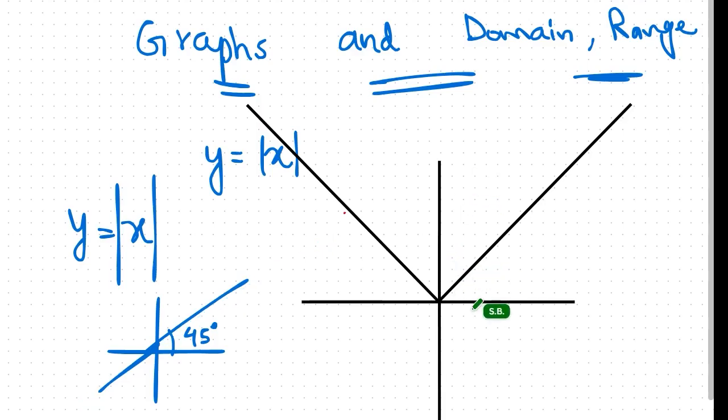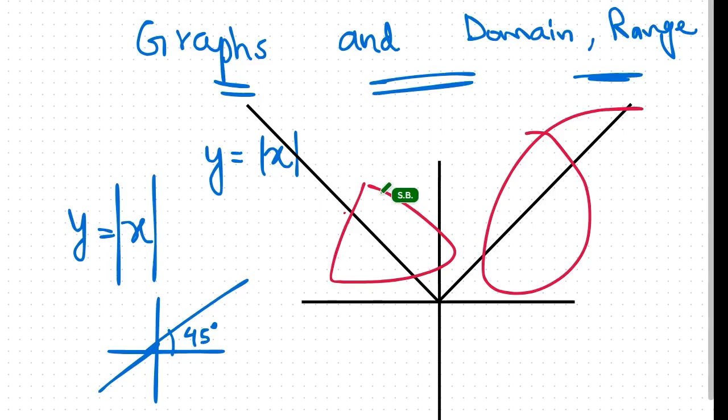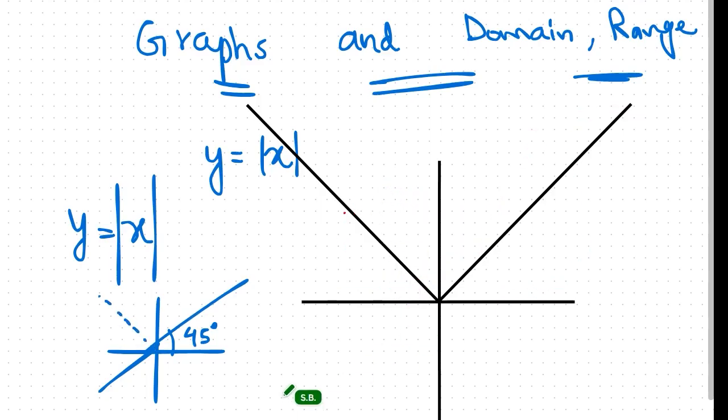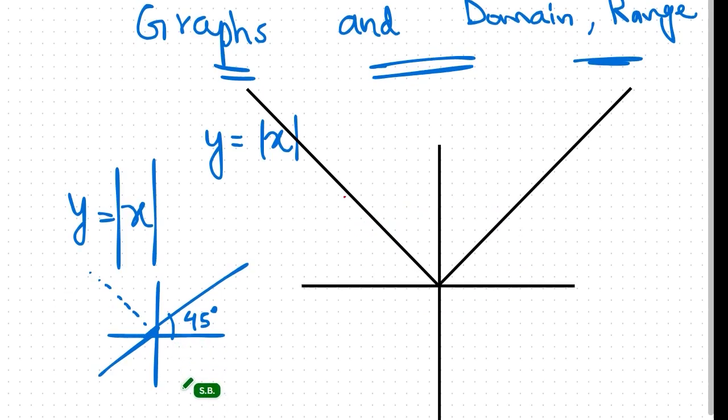So the entire angle is 90 degrees, right? I was trying to rotate this 45 and this 45. Yeah, so if you take absolute value of x, whatever was down will come up. This will reflect like this. So this is the graph. Okay, this is the basic of them all.